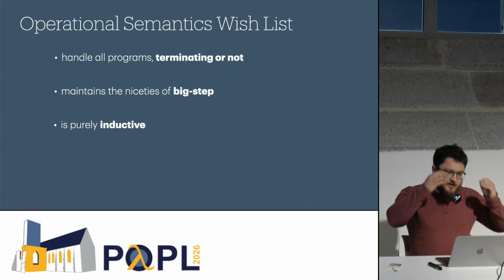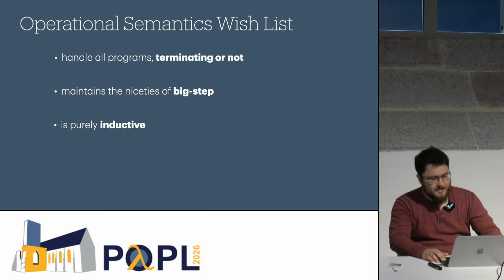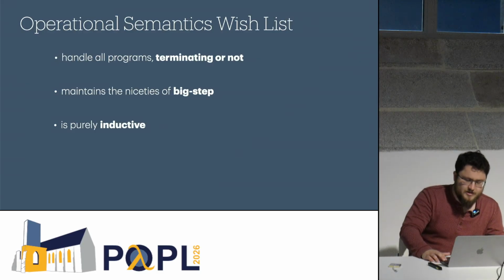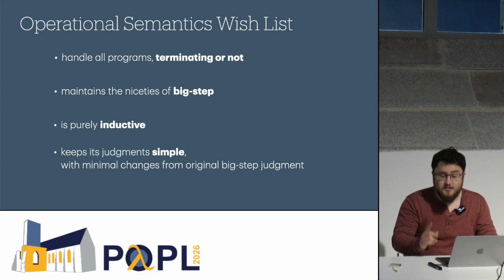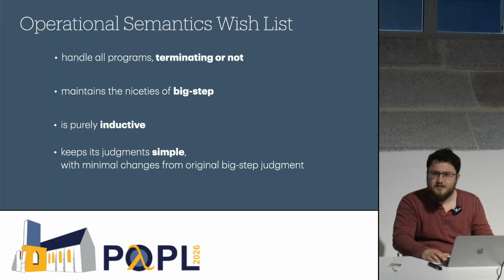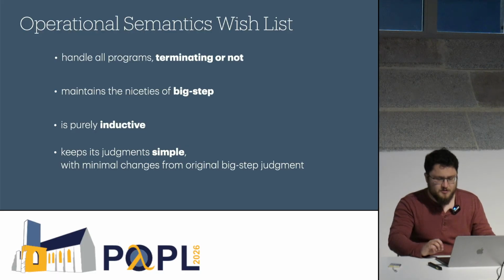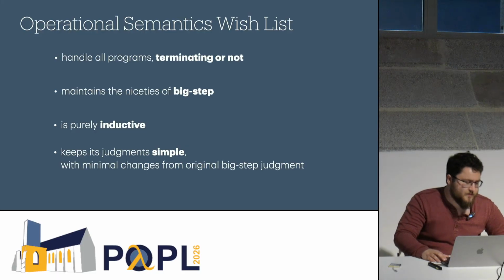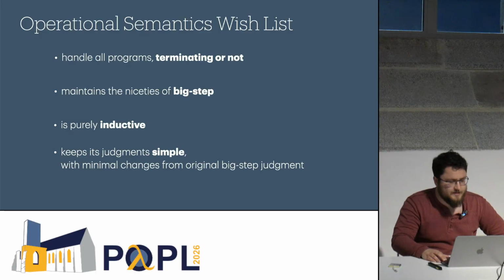So that brings us to, I guess, the final item to add to the wish list. It would be good to have just a simple, single kind of judgment that doesn't add a whole lot of new pieces to deal with in the semantics. Ideally, we want something minimally invasive that is almost just the big step semantics, so that our proofs remain just as easy.